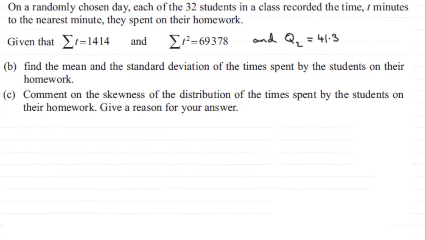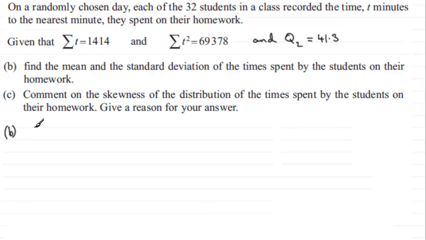Now in the next two parts of this question, we're given this summary data: the time spent to the nearest minute, t, on the homework. The sum of the values of t was 1,414, and the sum of t squared is 69,378. And in the previous part of the question, we worked out the median Q2 was 41.3. Now in part B, we've got to find the mean and the standard deviation of the time spent by the students on their homework. So we'll first start by looking at that one.